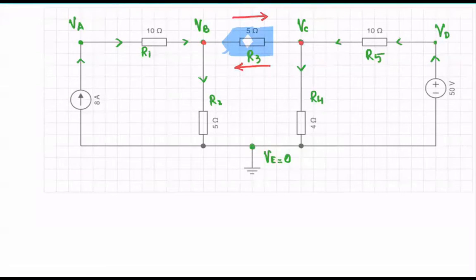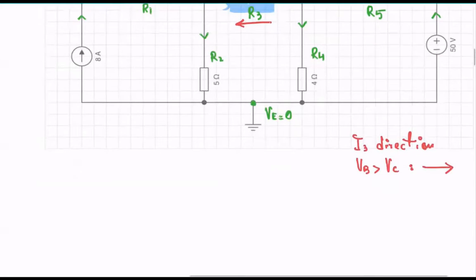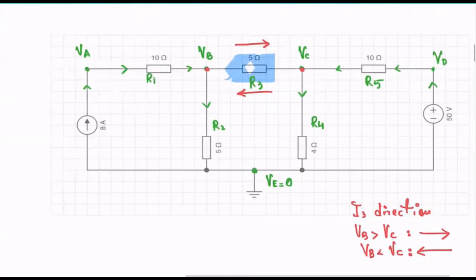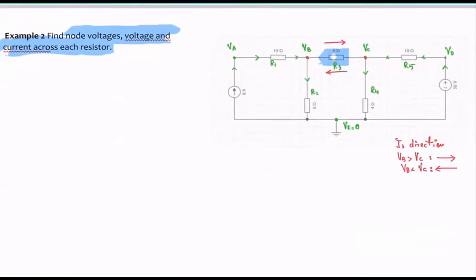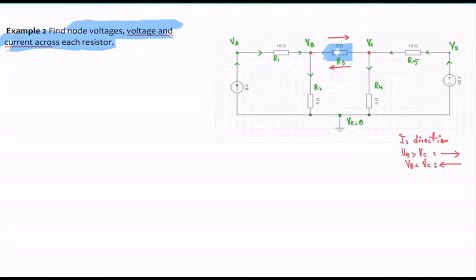Our thinking is that the direction of I3 is dependent upon the values of VB and VC, correct? If VB is greater than VC, then the direction of I3 is going to be like this. If VB is less than VC, then the direction will be the other way. Because it is not entirely known from this circuit at this point, we're going to do a rough approximation. Before we get onto that, let me follow all these steps.